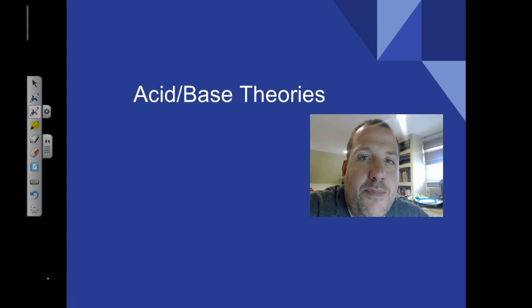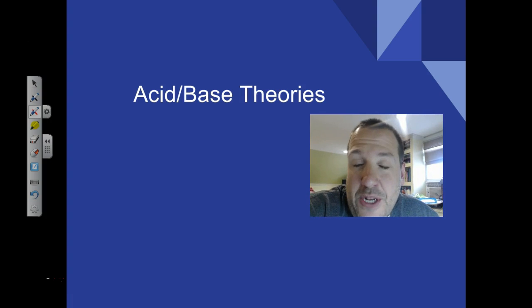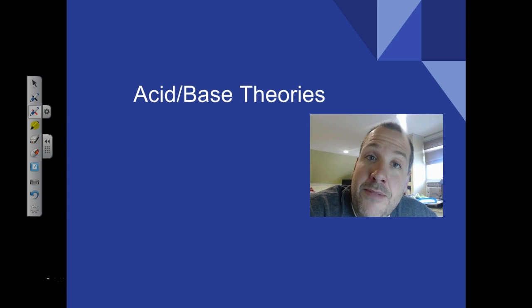Hey everybody, let's spend a little bit of time talking about acid-base theories, and there are three big ones that we tackle in this class. There's Arrhenius theory, which is kind of the most simplistic. There's Bronsted-Lowry theory, which is maybe the most useful, and then there's Lewis theory, which I would say is the theory of last resort. If you know something is an acid or a base, but you don't know why, it's probably because it's a Lewis acid or base.